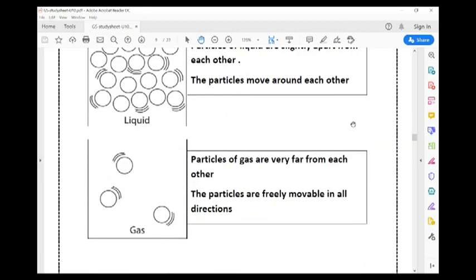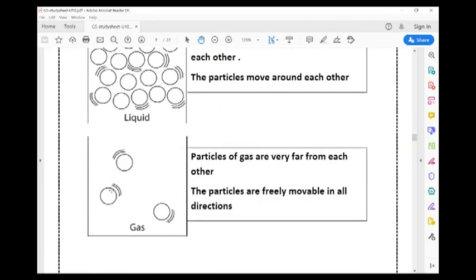The last one, the gaseous state: particles are very far away from each other and freely movable in all directions. So the gaseous state has indefinite shape and indefinite volume. Gases spread everywhere.